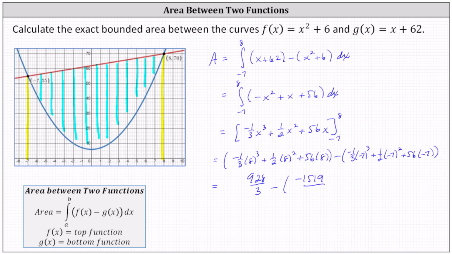-1519 divided by 6. And this simplifies to 1125 divided by 2. Because this does represent area, we could label this as square units. This is the exact value of the bounded area.